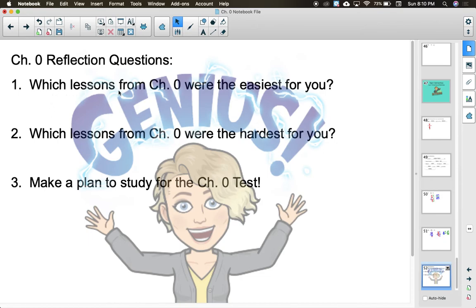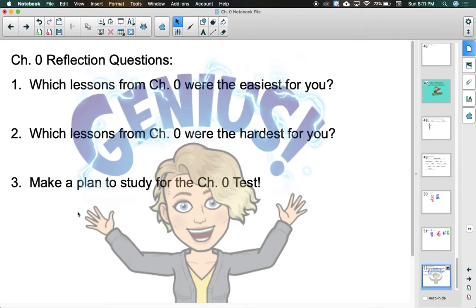The questions are, which lessons from chapter 0 were easiest for you? First you want to identify the questions that were the easiest for you because you know that you don't necessarily have to study them as much. Number 2, which lessons were hardest? Let's do the same thing here. Let's pick out the ones that you know were the trickiest, and then I'd like you to make a plan to study for the chapter 0 test.